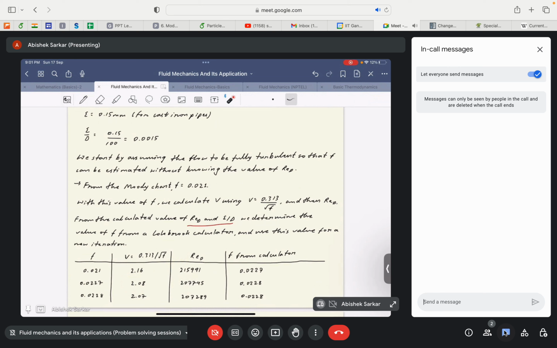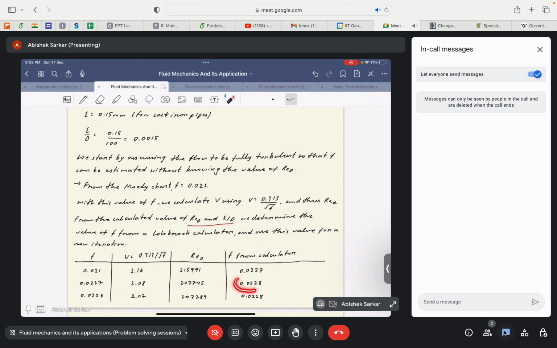Now from this value of Reynolds number and the value of relative surface roughness, that is epsilon by D, we again determine the value of F from the Colebrook calculator. We again get F is equal to 0.0028. This can be quite satisfactory. I'm not saying it is wrong at all. You can conclude the result here also. But if you want higher accuracy, you can do one more iteration. There is no harm in that.